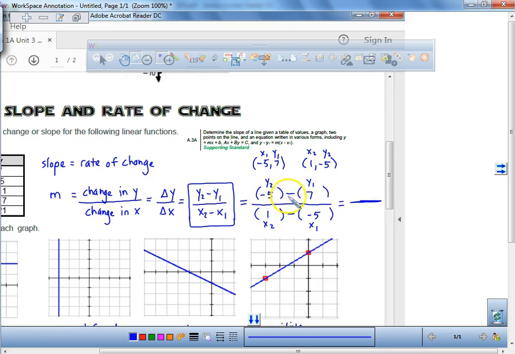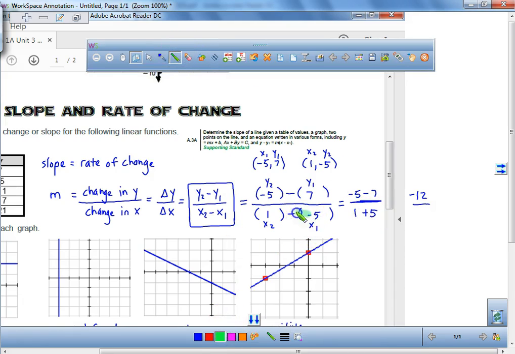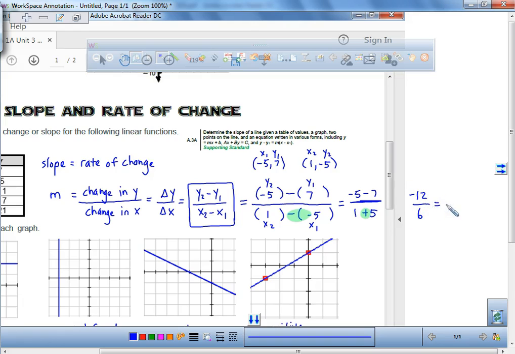All right, so negative 5 minus 7 yields me a negative 12. But 1 minus a negative 5 actually becomes 1 plus 5, because a negative times a negative is a positive. So when you're doing it this way, you got to be very careful that these two negatives multiply together to equal a positive. So 1 plus 5 is 6, and negative 12 divided by 6 is negative 2. Now what does that mean? That means I have a slope of negative 2. That means the line goes down 2 over 1. So it's negative 2 over 1, which means this line goes down 2 units and over 1 unit.